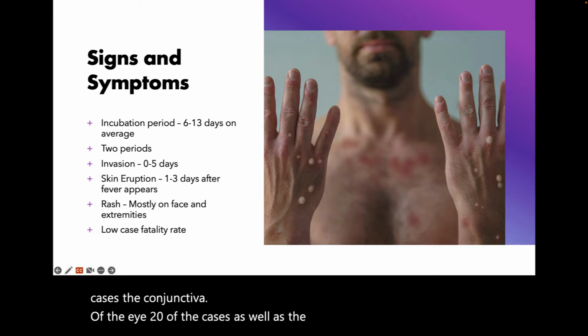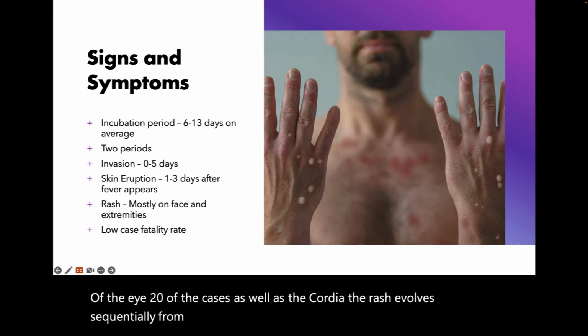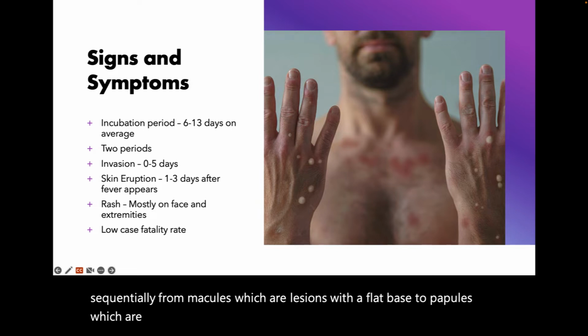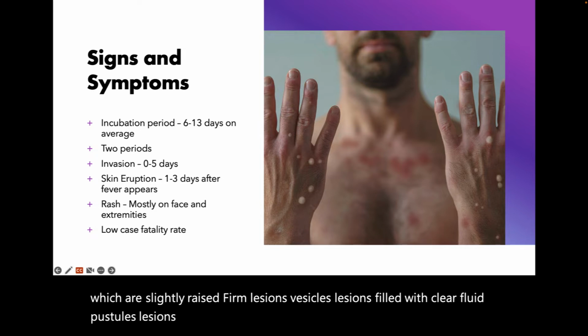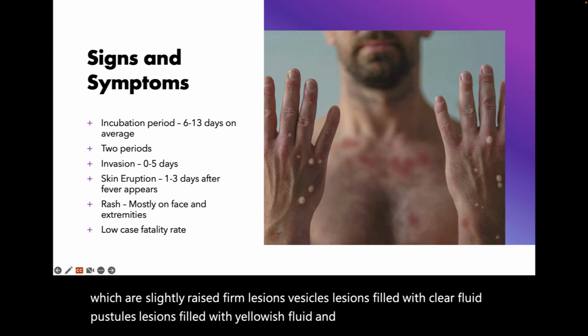The rash evolves sequentially from macules, which are lesions with a flat base, to papules, which are slightly raised, firm lesions, vesicles, lesions filled with a clear fluid, pustules, lesions filled with yellowish fluid, and crusts, which dry up and fall off.